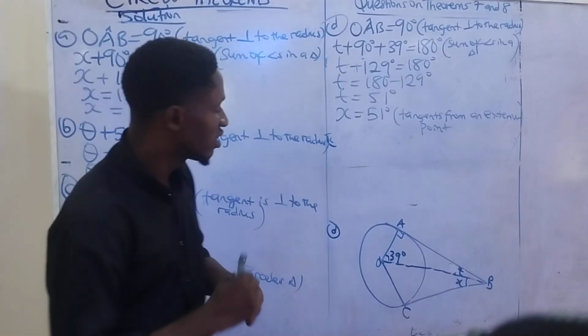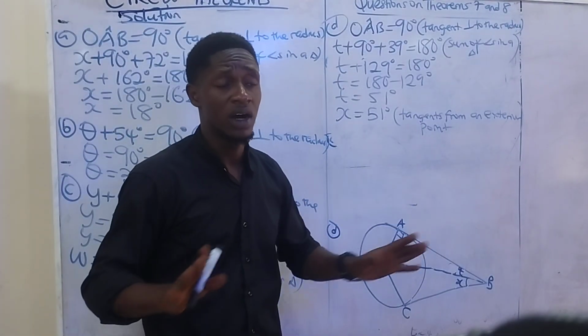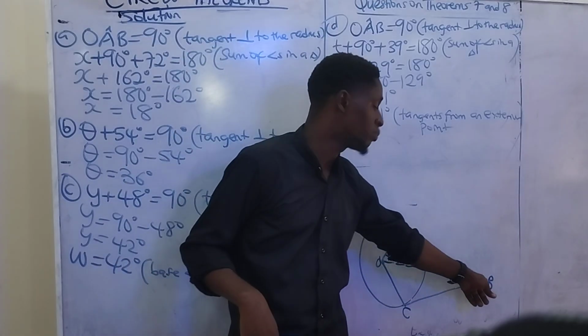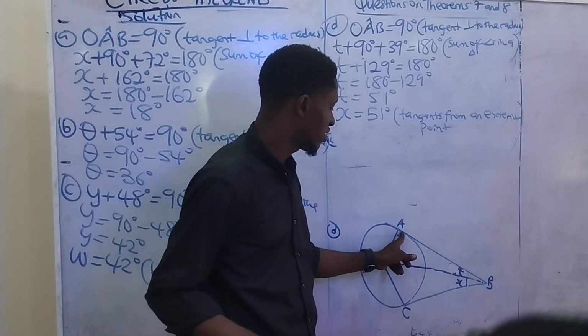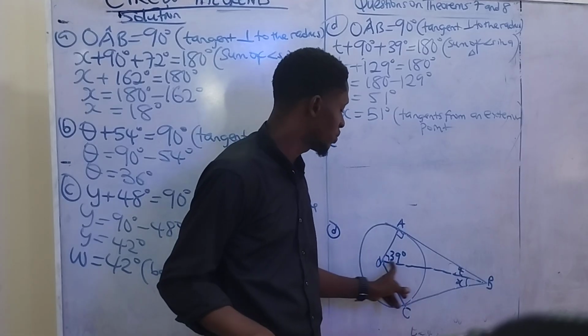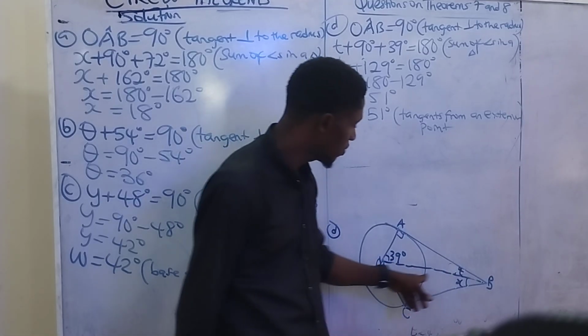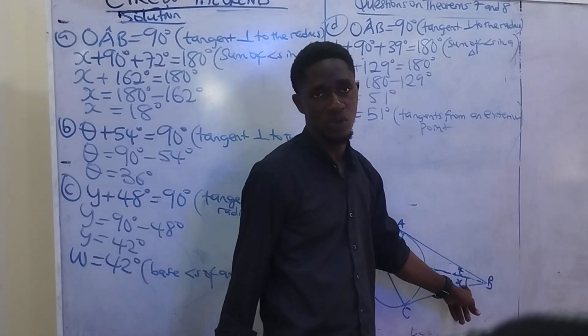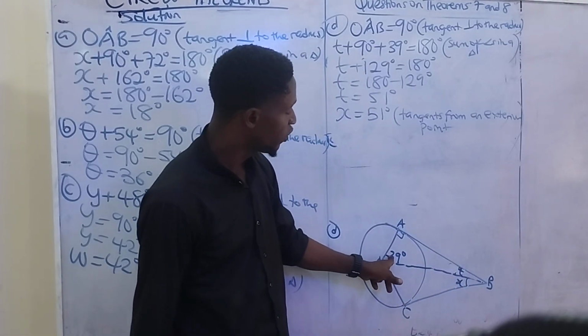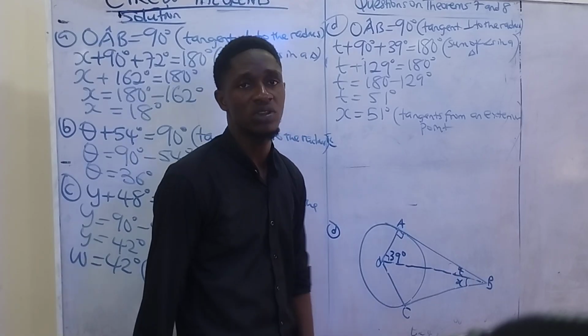So whenever you encounter this kind of question, you have two tangents meeting at a point outside. This is 90, this is 90. And when this is being bisected, any angle here is equal to the angle here. Any angle here is equal to the angle here. So it means that if here is 39, here is also 39.